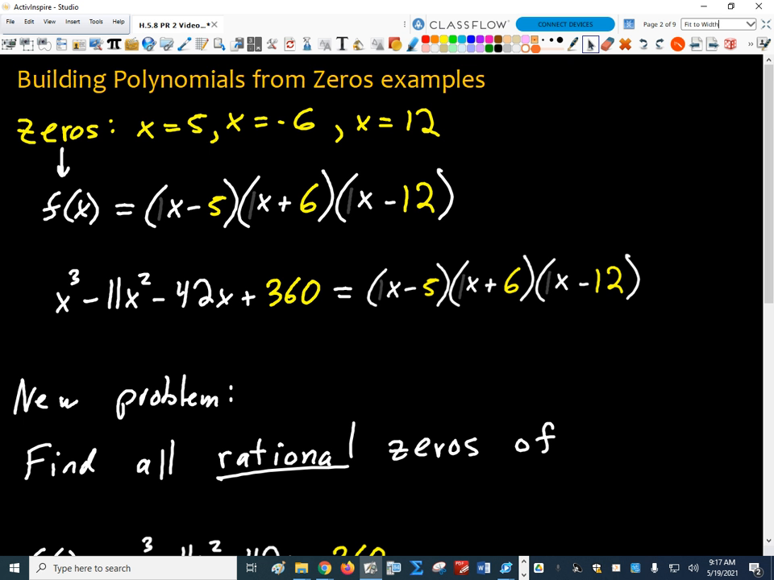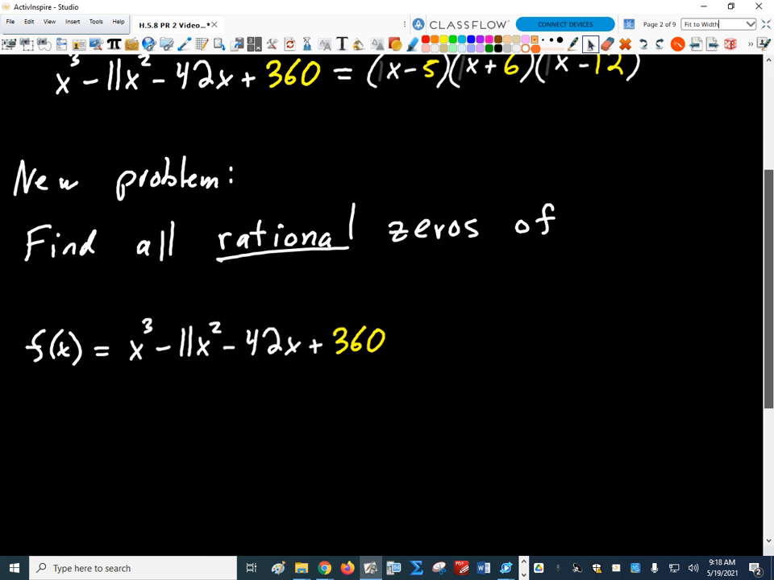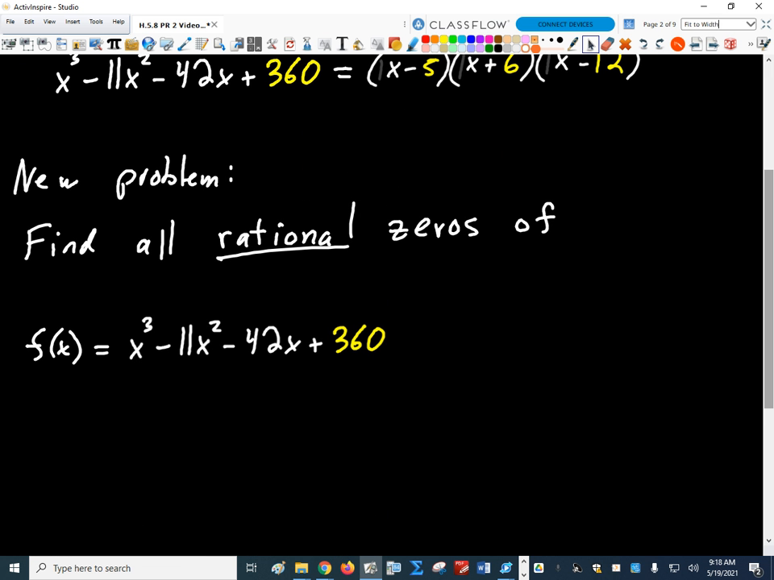Because, would you agree it's because all the coefficients of x were 1, right? And how come we got a 360 for our constant? Because that's the product of all of those values of k. Everybody agree? Okay, all right. So then what if I wanted you to work backwards and find all the rational zeros or all the rational roots of this function? Okay, we'll come back to that in a second. Let's look at one more example.